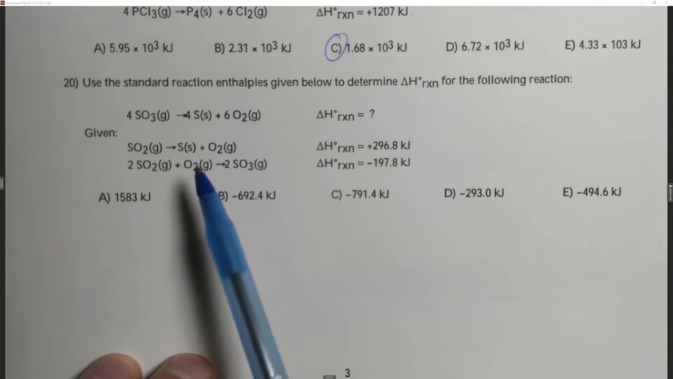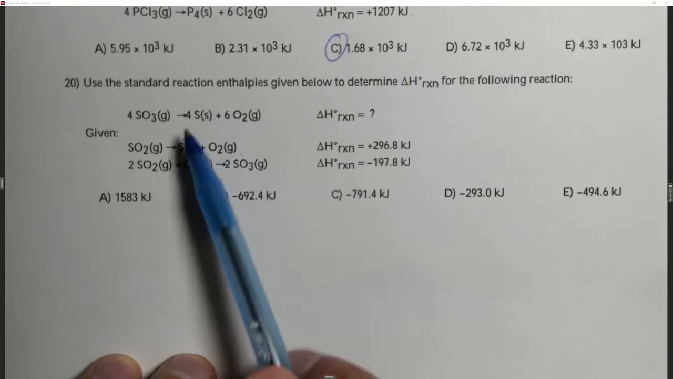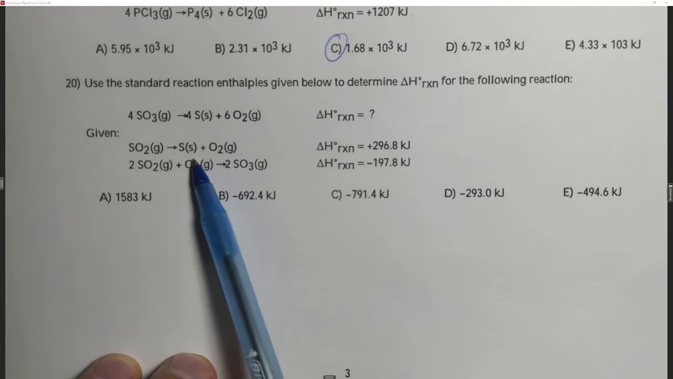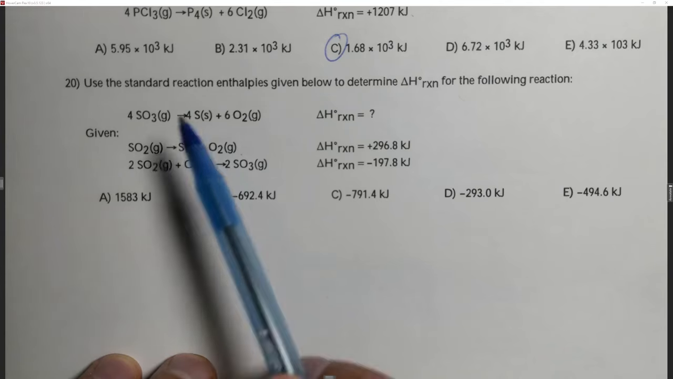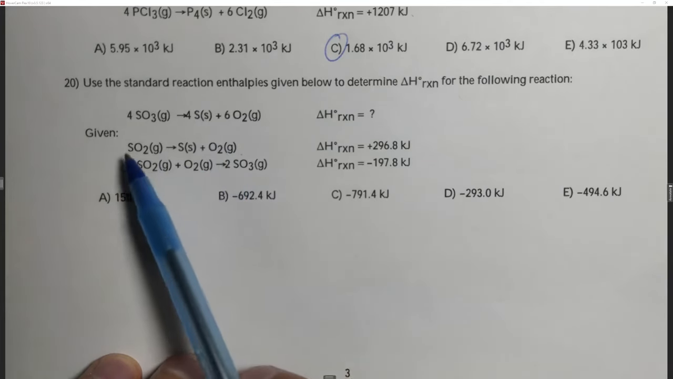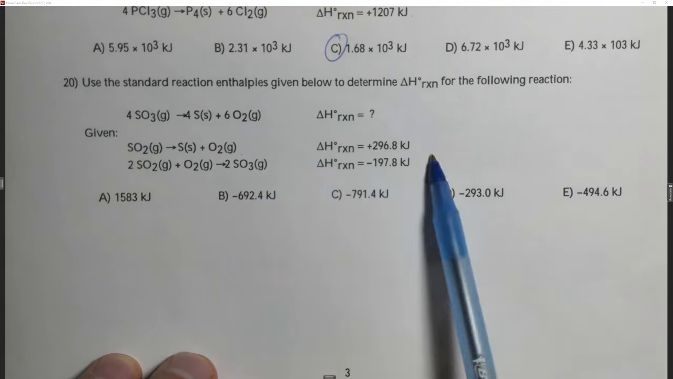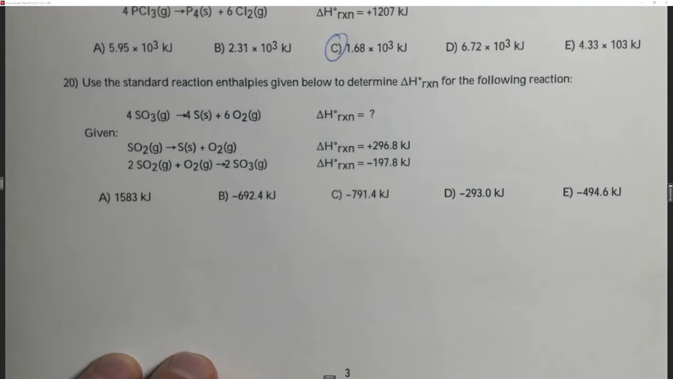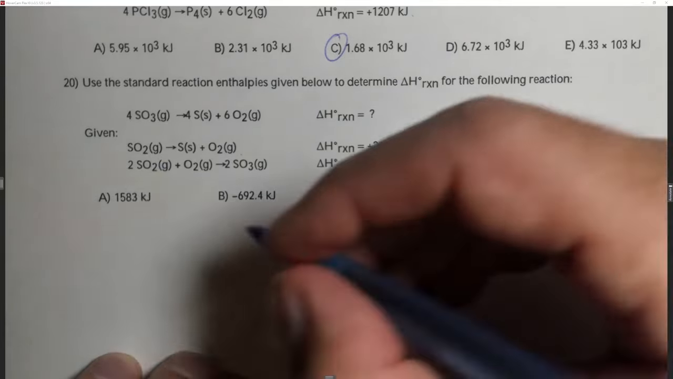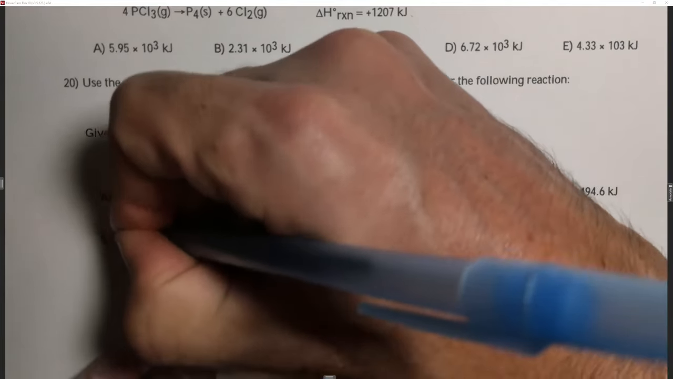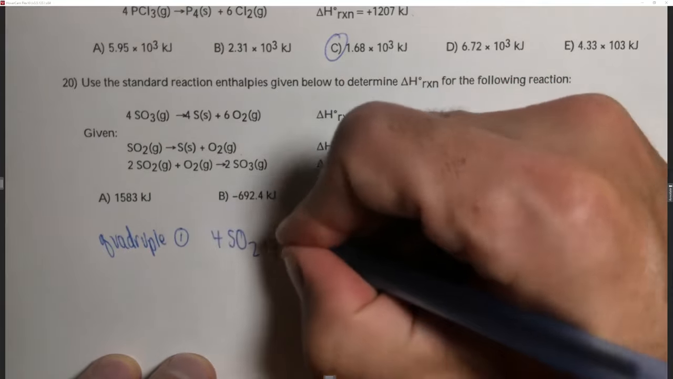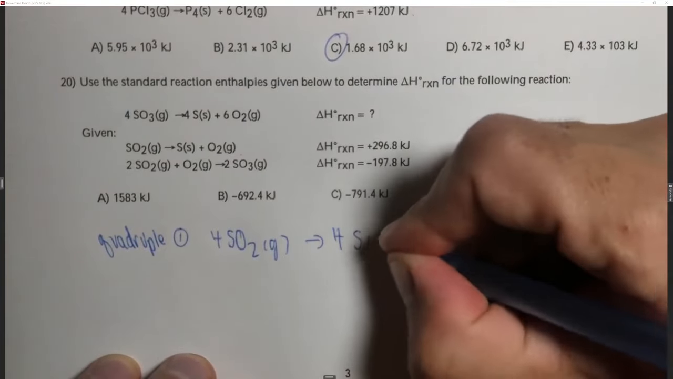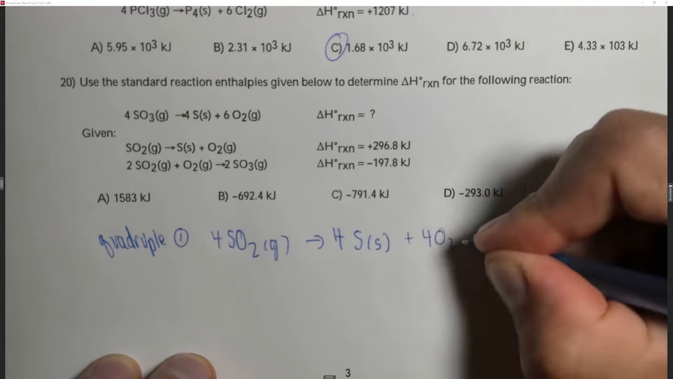So a couple things I need to check. First, I need to make sure, is it a product, which it is. And the next thing I need to check is, do I have the correct number? No, I only have one of these, and I need 4. So in order to do this, I need to multiply this reaction by 4, in which case I can multiply the delta H of reaction by 4. In order to do that, I need to simply take 4 of everything. So for reaction 1, I'm essentially quadrupling it. Okay, so I'm going to do 4 SO2 gas yields 4S solid plus 4 O2 gas.